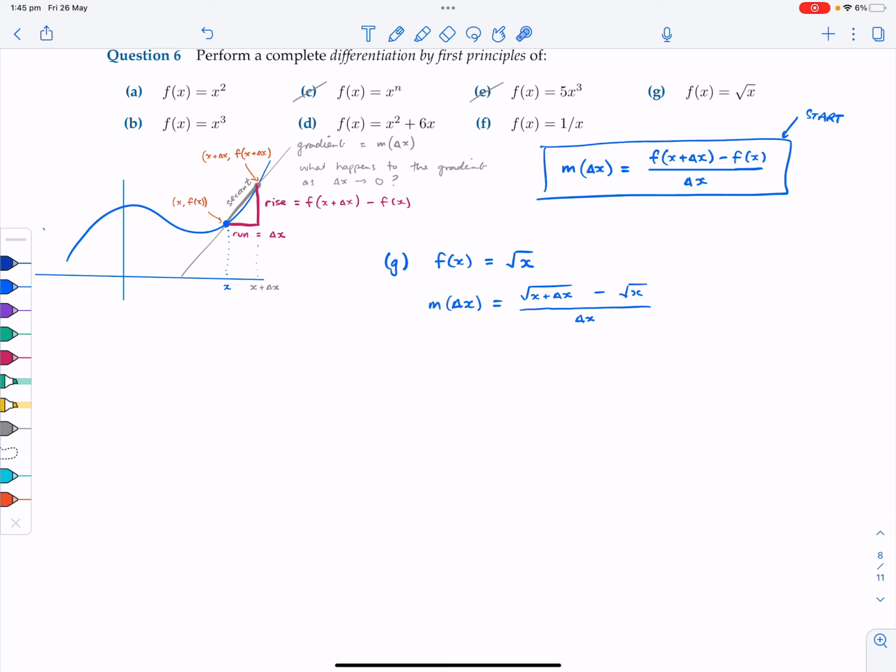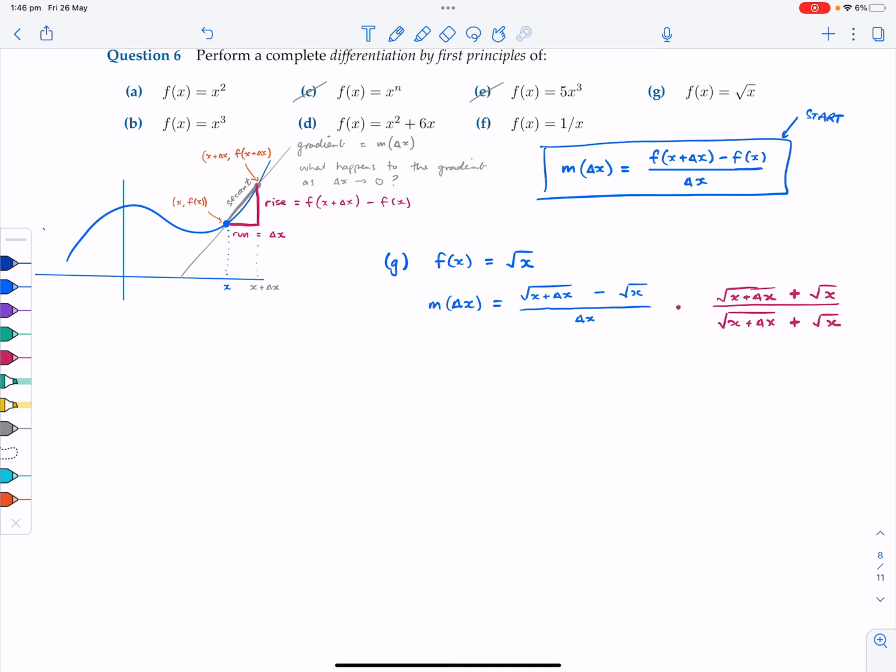Now this is really different from before. I don't get any cancellation like that, so it's harder. What can I do here? Certainly no way can I cancel that with that. That's inside a square root. Well, what I can do is multiply by the following thing: square root of x plus delta x plus square root of x, over the same thing.